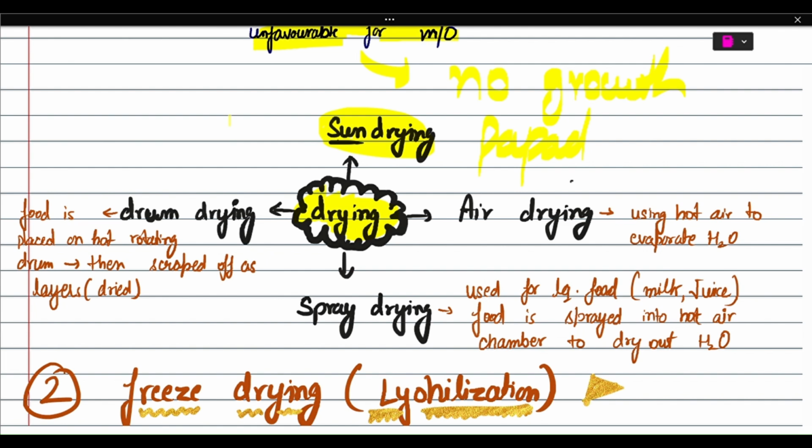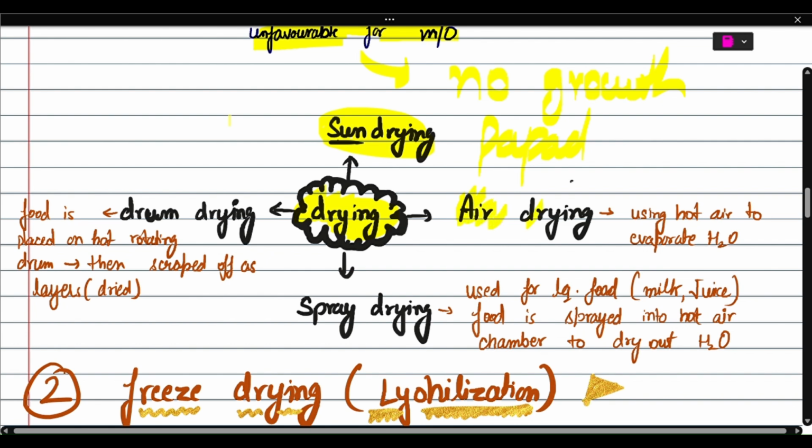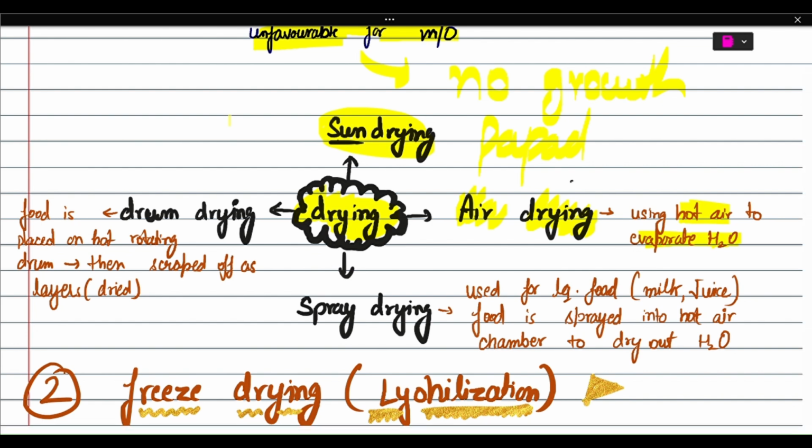Then the third thing is air drying. In air drying, we use hot air to evaporate water. In drying, as you know, most of the things we do is to remove the water. So air drying is similar to that.